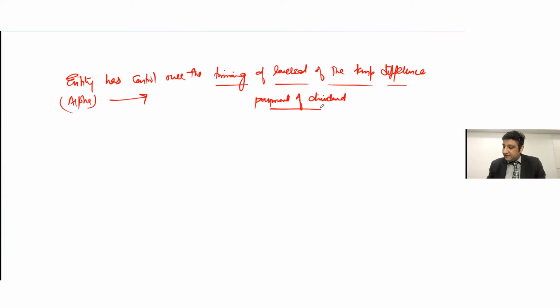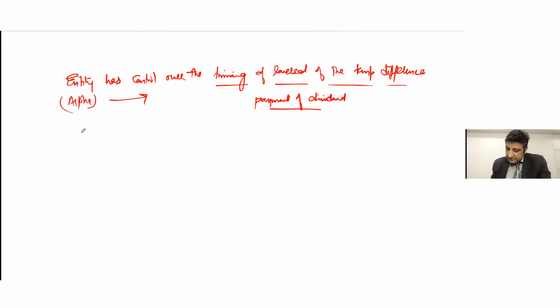And that is where the reference of the control on the timing of the reversal of that temporary difference is concerned, right? Alpha can direct Beta to not pay dividend till the time it wants to, which means that the first parameter of the exception is met.